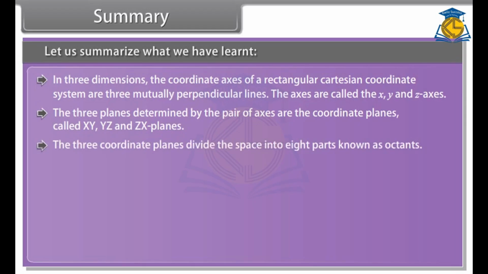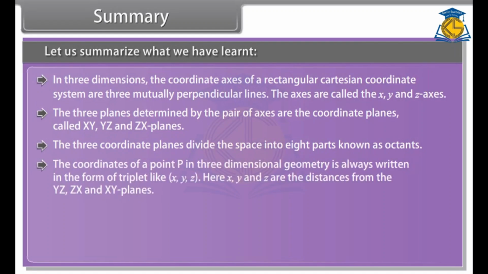The 3 coordinate planes divide the space into 8 parts known as octants. The coordinates of a point P in 3-dimensional geometry is always written in the form of a triplet like (x, y, z). Here, x, y and z are the distances from the yz, zx and xy planes.